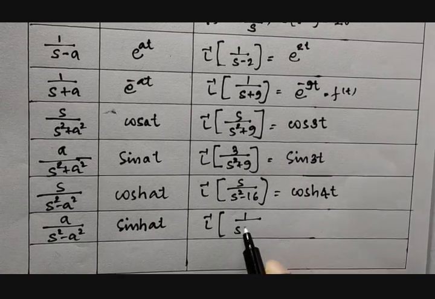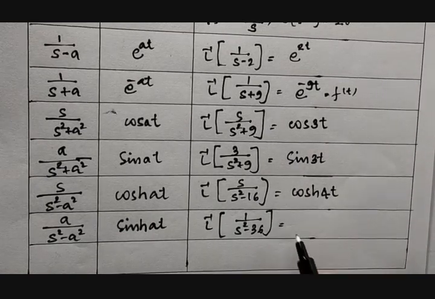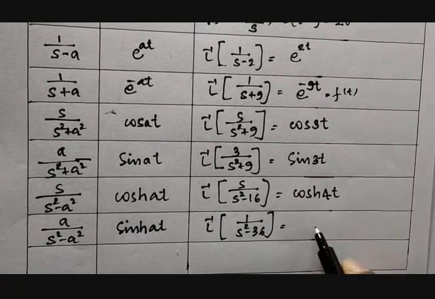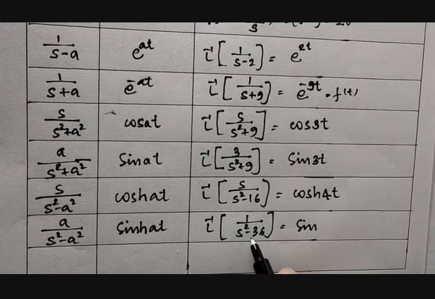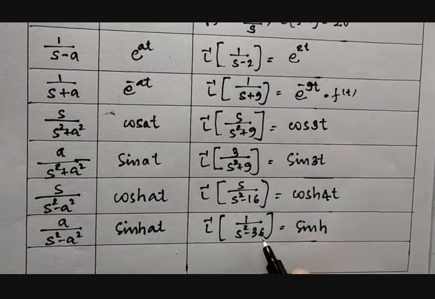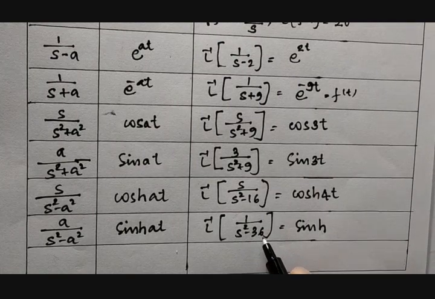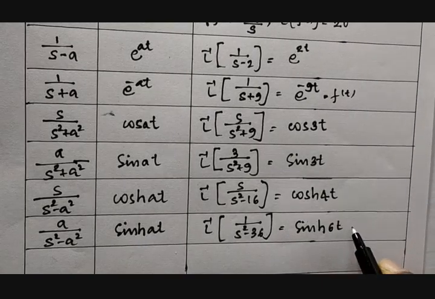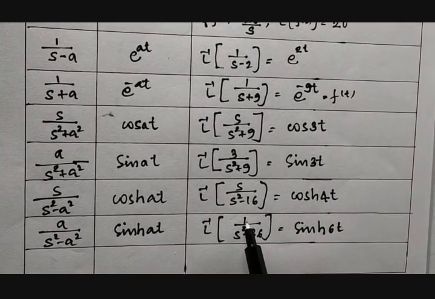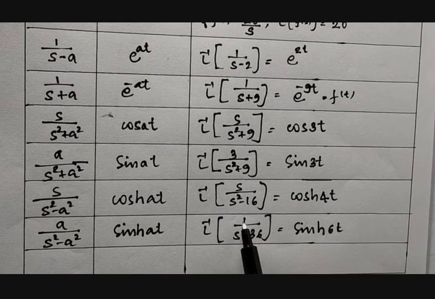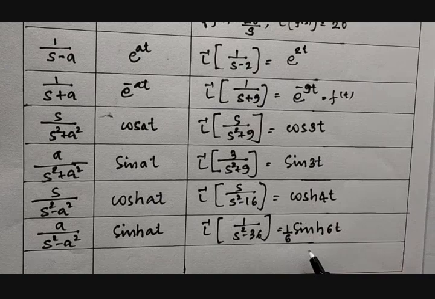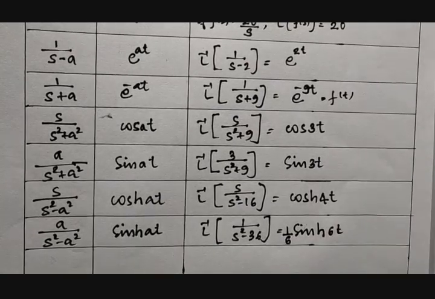1 divided by s square minus 36, then what is it? You can see constant. So constant means sine. Here it is minus, means hyperbolic. This 36 is nothing but 6 square. Okay, 6t. But one thing we should not forget, even in the numerator, the 6 should come, but it is not there. Then we have to adjust. Assume that here 6 comes divided by 6. So it becomes 1 divided by 6. Fine.